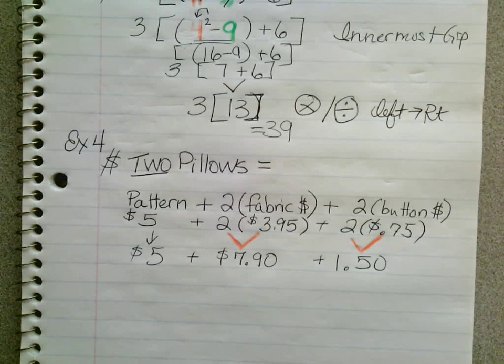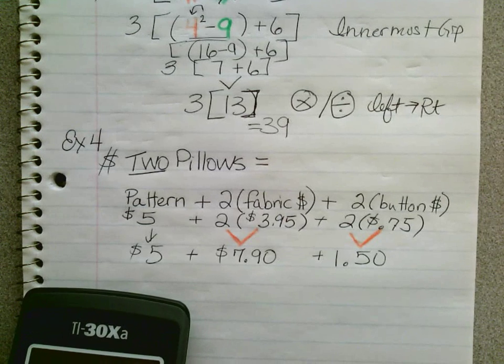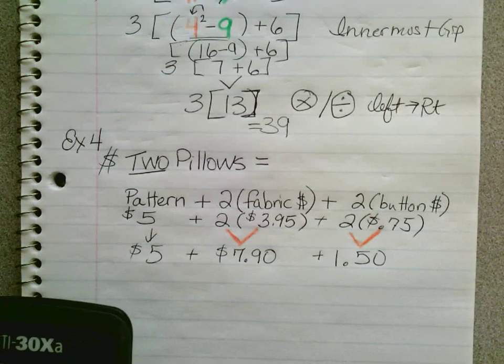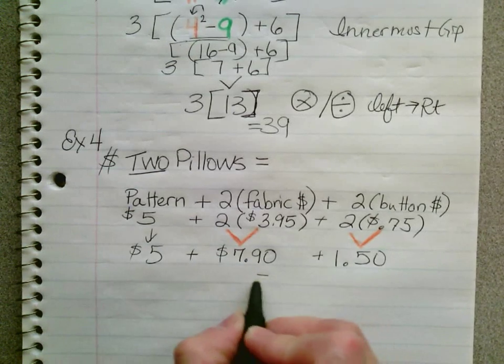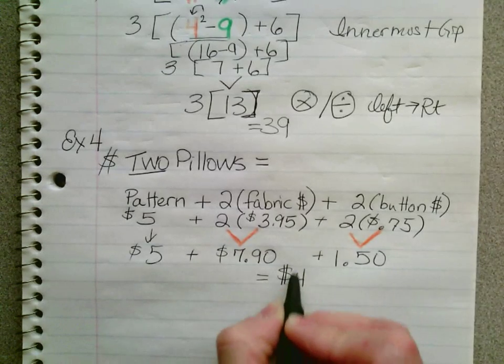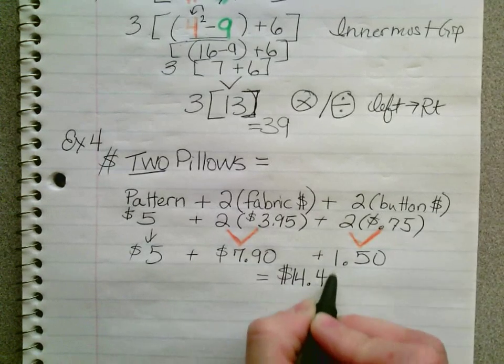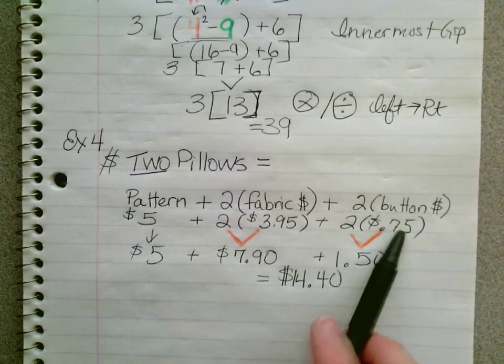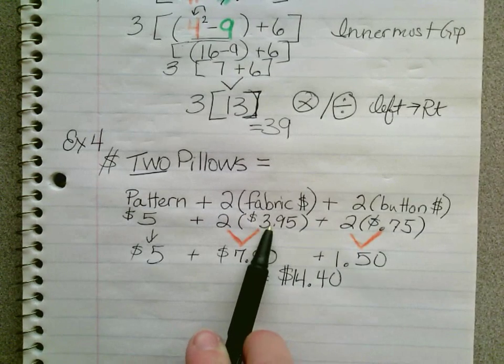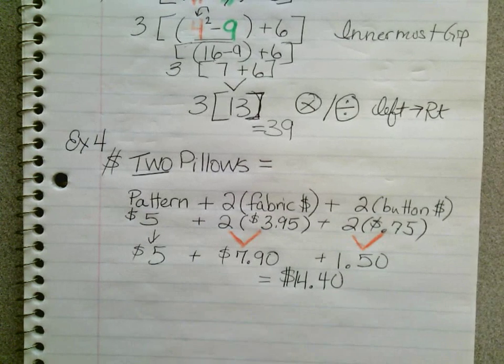Did you get the same answer? That's right, I'm stealing your calculator. 5 plus 7.9 plus 1.5. I got 14.40, and that's what the book says too. Hallelujah. Okay? So you can also double these 2 items simply combined, which is how the book shows it. I just wanted to break it out so that it looked simple enough to you guys. Okay.